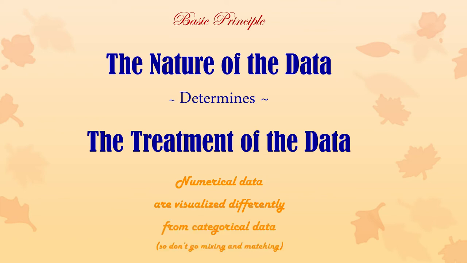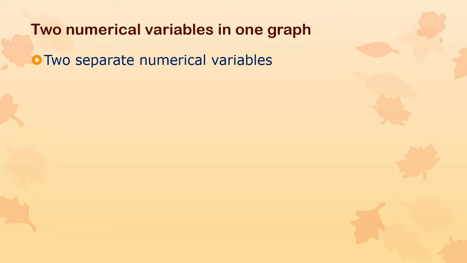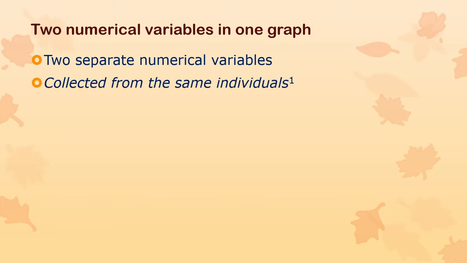The nature of the data determines its treatment. So you can't mix and match certain types of data and graphs and things like this. When we have two separate numerical variables and we want to represent them together, we can do that as long as the data were collected in a certain way.